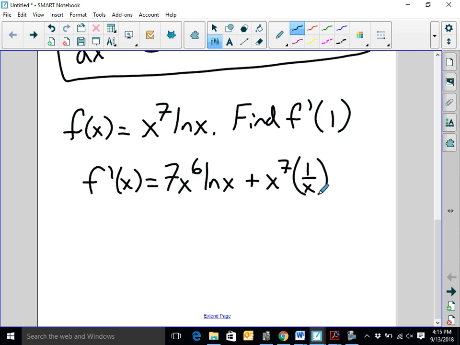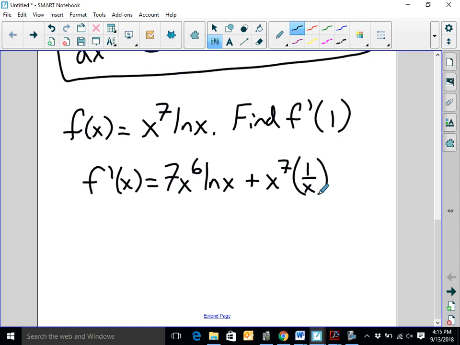Is that what you got for f prime of x? That's good. f prime of x equals 7x to the 6th times ln x plus x to the 7th times 1 over x. But we can simplify this a little bit before we plug things in. So let's go ahead and simplify this.